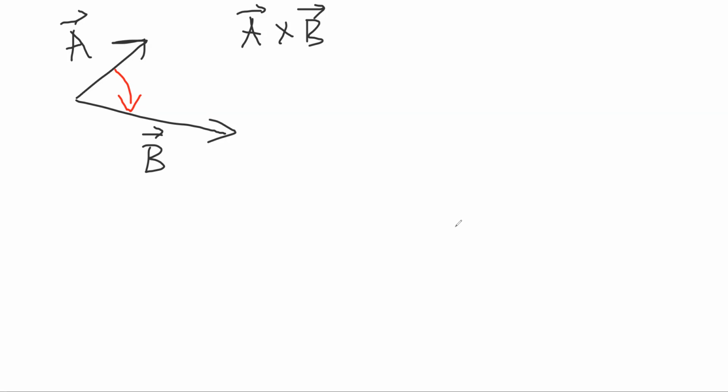So A cross B, right? So we're gonna rotate A towards B. And what you do is you look at this as, let me see what we have here, highlighter. Think of this as a plane. Rotate this way. So this will be like a plane. This is the plane. So think of these two vectors as being in the same plane.